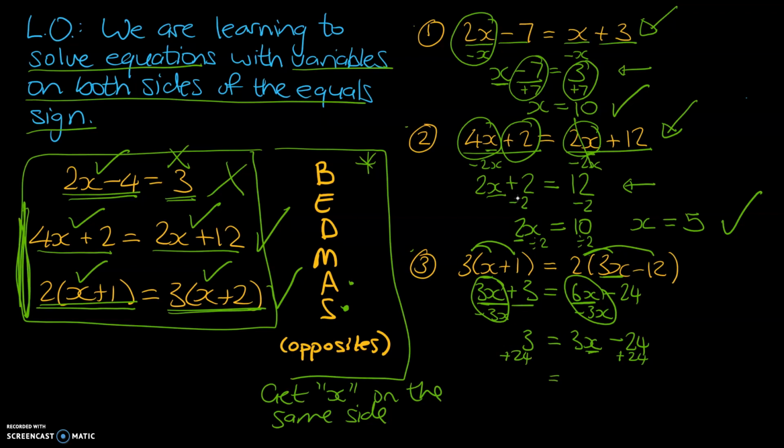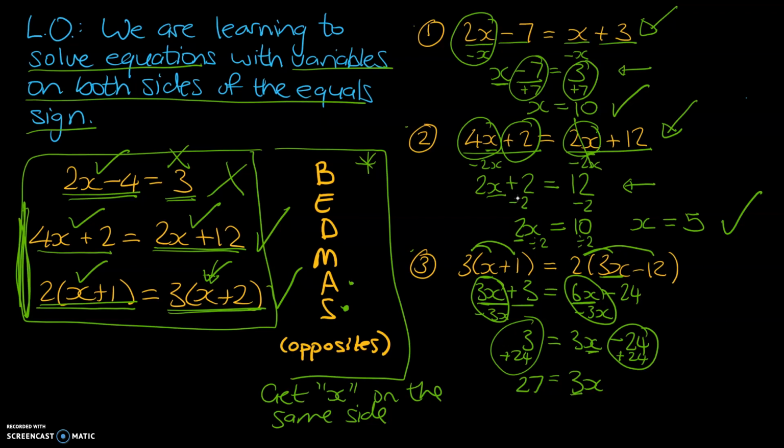And we then go through our simplifying process. So 3 plus 24 becomes 27. That is equal to 3x, because we haven't changed that, and 24 minus 24 becomes 0. They cancel each other out.